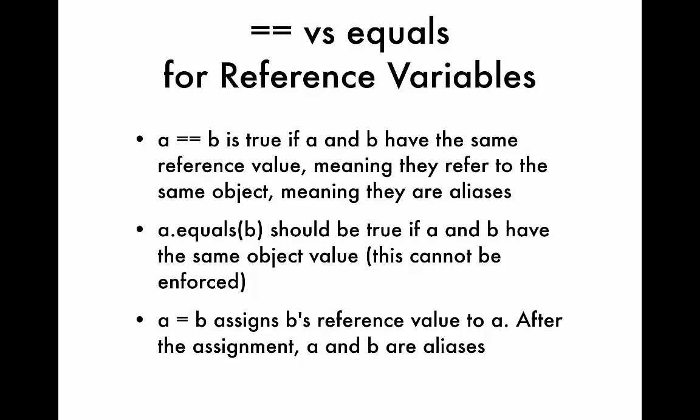Okay, it's time for a question. If you have two reference variables, x and y, and x equals y, does that mean that x equals y using the equals method? Take 5 seconds to answer this starting now. Ready? The answer is yes. If two variables point to the same object, then the object should be equals to itself.